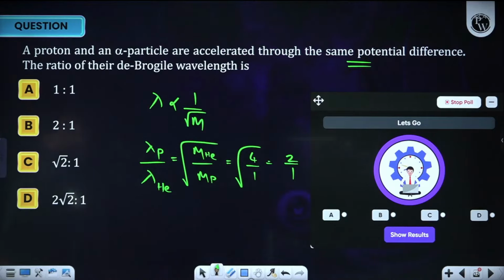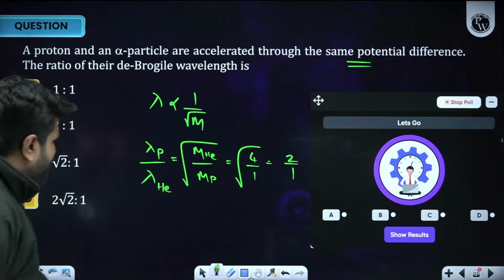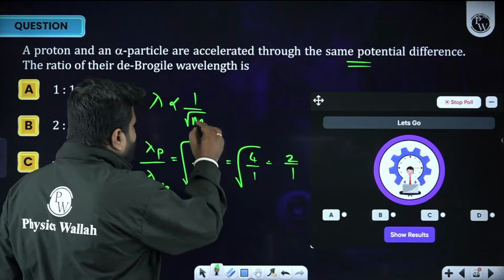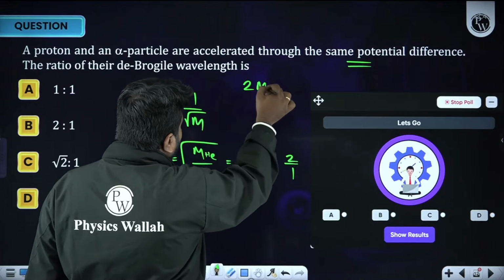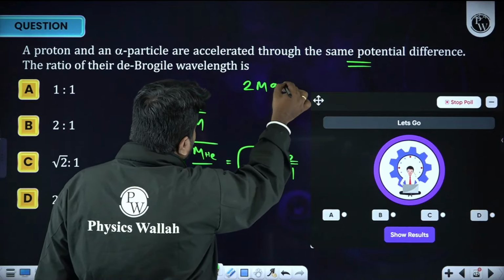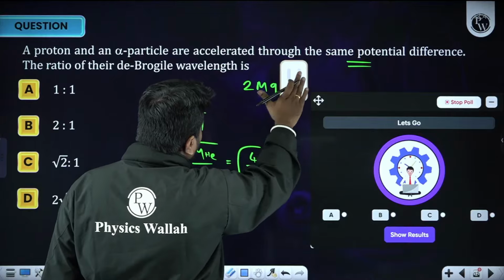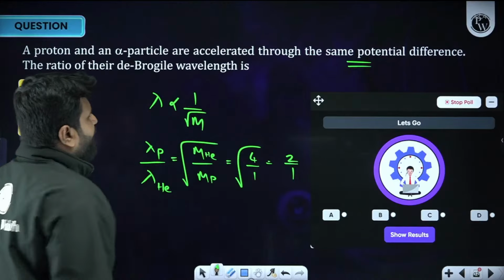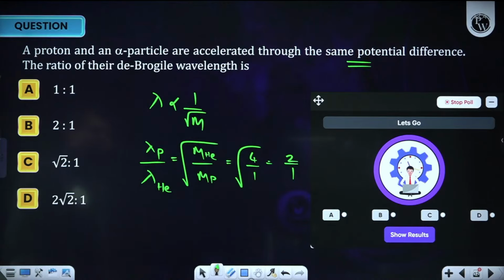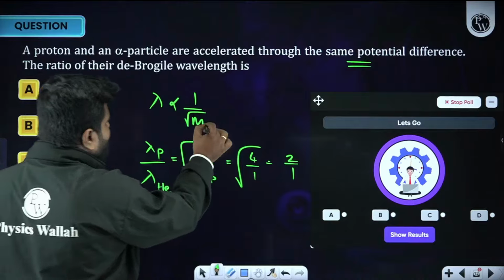Okay, okay. I missed the charge. So root of m, 2m, q into EV, 2m QV, right? Same potential difference. Yeah, charge will be there, right? Okay, okay. So automatically I need to consider the charge.